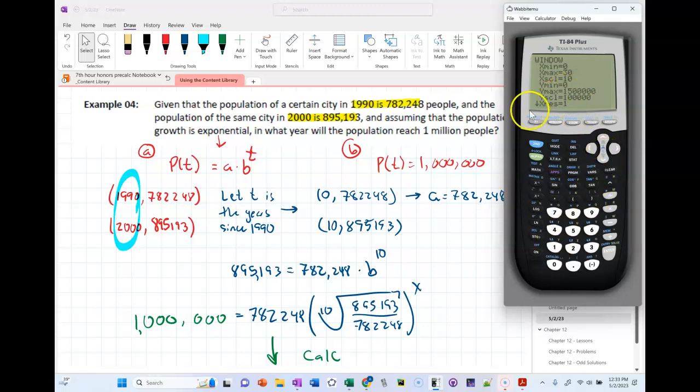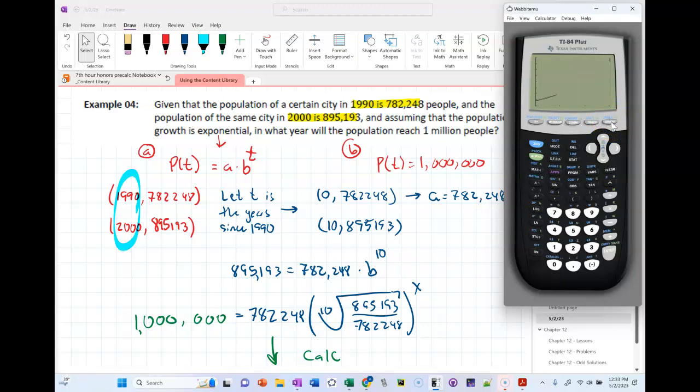And then for the y's, well, I know we're starting at 782,000, so maybe I'll just start at 700,000 as my minimum. And we have to go up to at least 1 million, so I want to set my y max to something bigger than that. So I did 1.5 million. And that ought to do.